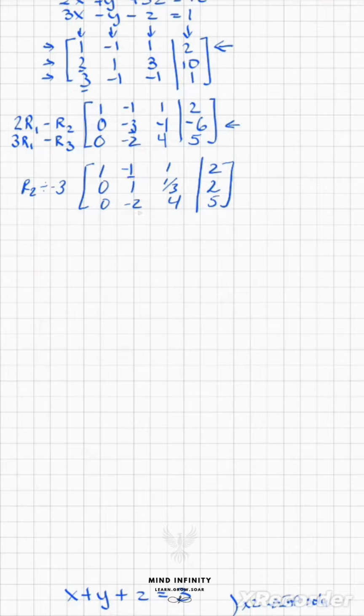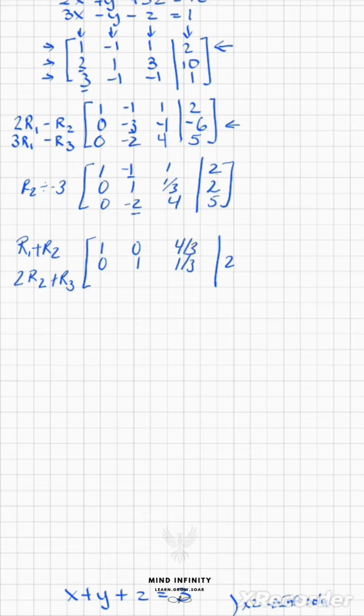Then we want to have zeros here, so we will perform these operations, row 1 plus row 2, and 2 times row 2 plus row 3. Our pivot row won't change, so it's just the same. And here, 1 plus the 0, so that's just 1, -1 plus the 1, that's 0, 1 plus 1/3, that is 4/3, 2 plus 2, that is 4.